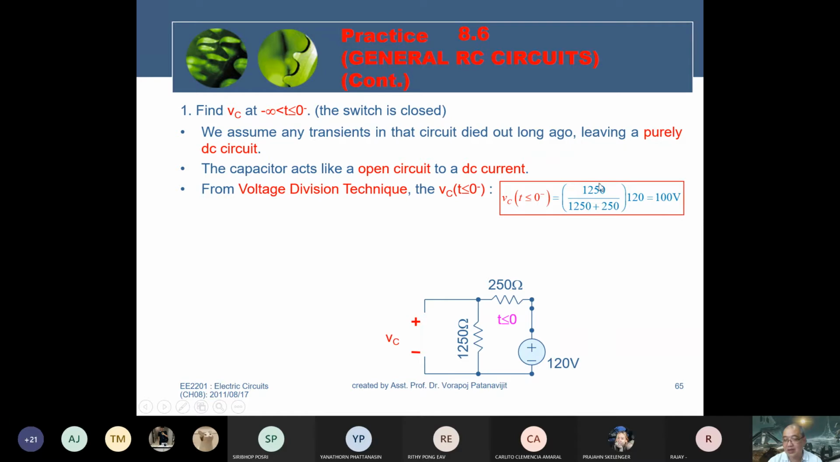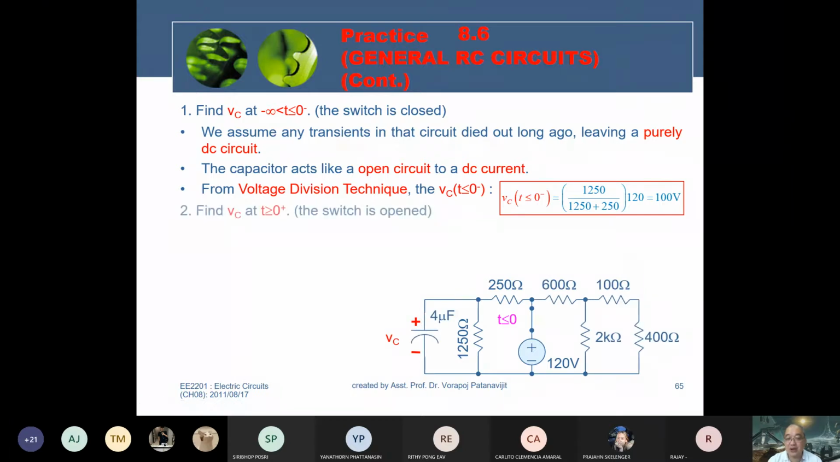Multiply with 1250 and divide by the sum of them. 1250 plus 250. That gives you 100 volt in this case. This is the capacitance voltage for the time less than 0.